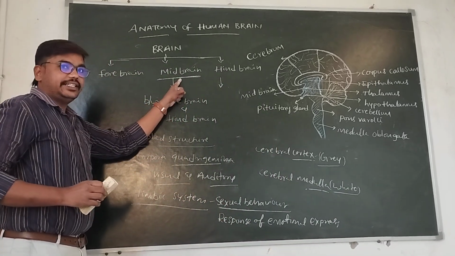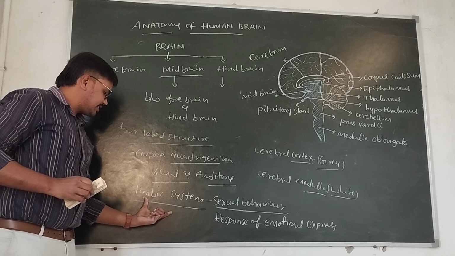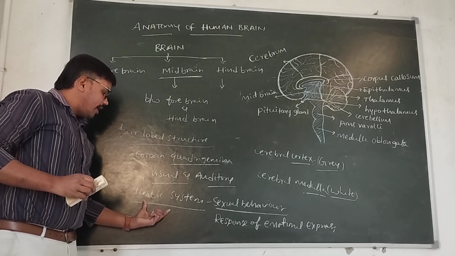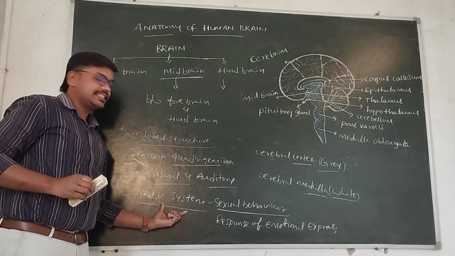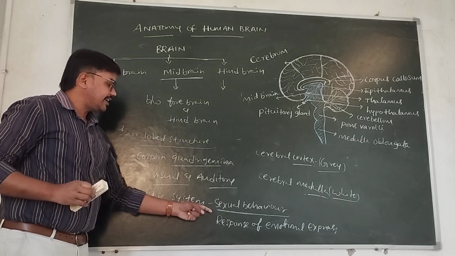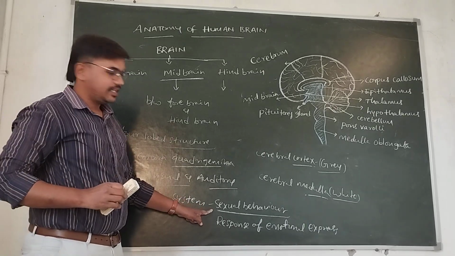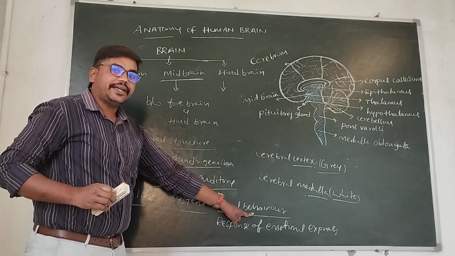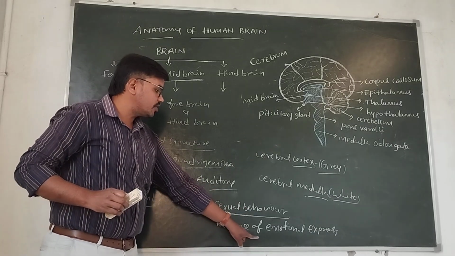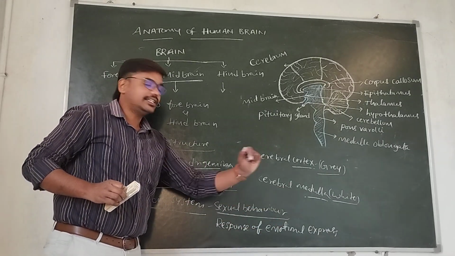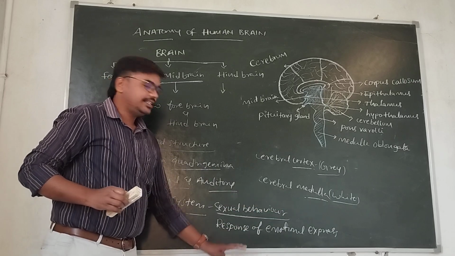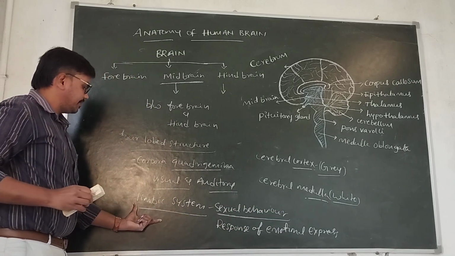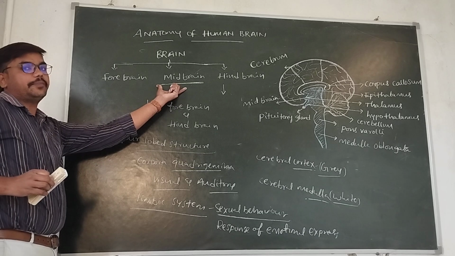The midbrain also contains another part called the limbic system. The main function of the limbic system is sexual behavior, and it also responds to emotional expressions. These are the functions of the limbic system. These are the parts of the midbrain.